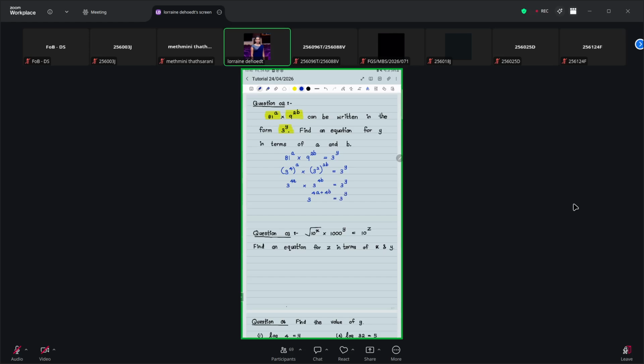So when you're comparing both sides, the bases are equal. That means the indices are equal. So y equals 4a plus 4b. If you want to get the common factor, then you can write 4 into a plus b. These two answers are correct. Okay, very good. Then now you can try question number 3.